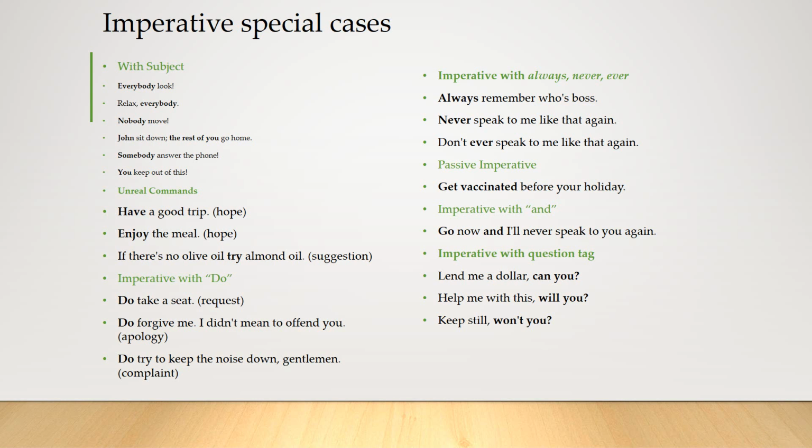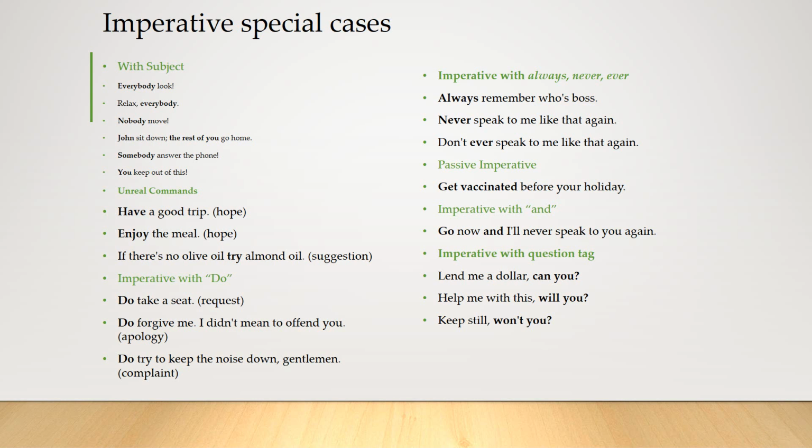If we put do before the imperatives, the effect is to make requests, apologies, and complaints more emphatic but also more polite. Do take a seat. This is the example of a request. Do forgive me. I don't mean to offend you. This is an apology. Do try to keep the noise down, gentlemen. This is complaint.